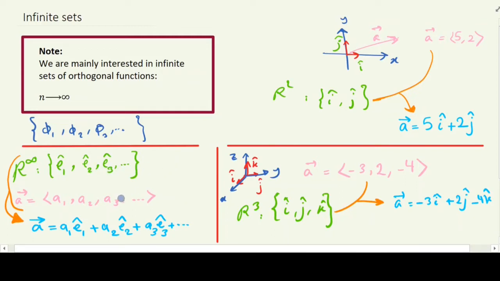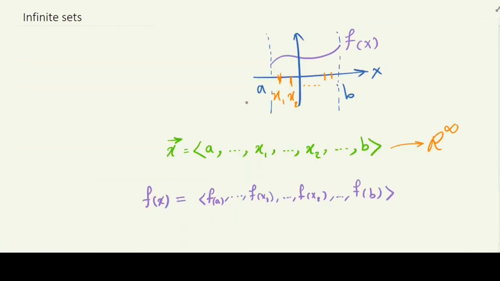And then any arbitrary vector like a, with the components a1, a2, a3, etc., can be generated using a linear combination of all these vectors that you have in your basis. For example, a can be written as a1 e1 plus a2 e2 plus a3 e3, etc. So the key then is to have a standard basis with an infinite number of orthogonal vectors in it. Now let's get back to the context of functions.